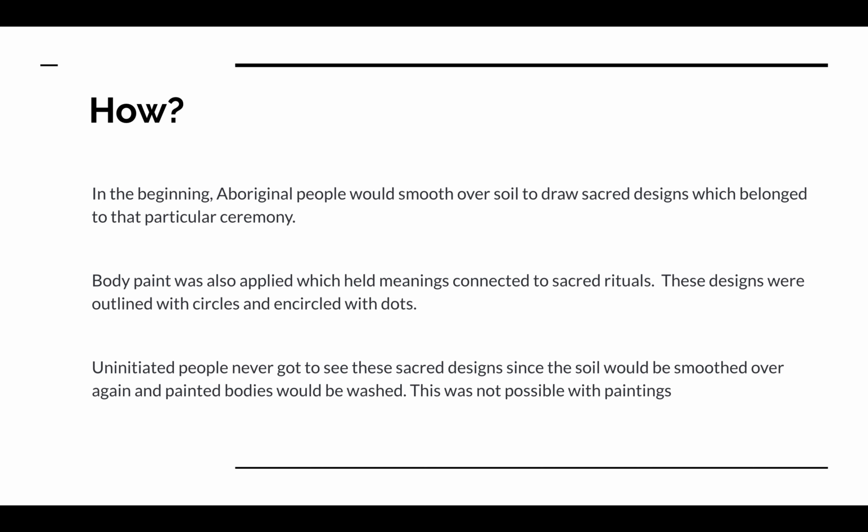Uninitiated people didn't get to see the sacred designs, since the soil was smoothed over again and the painted bodies would be washed. This wasn't possible with paintings, obviously, which is why they decided to do these dot paintings on the soil or on the bodies, because it wasn't permanent and they wanted to get rid of it. That way people who weren't supposed to see it didn't.